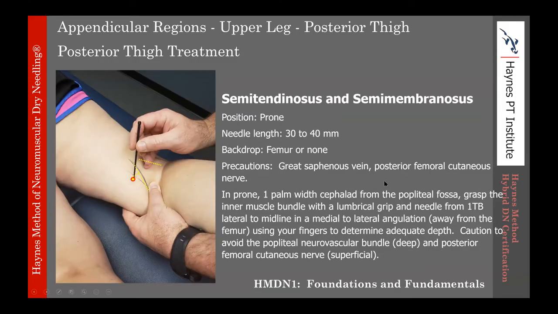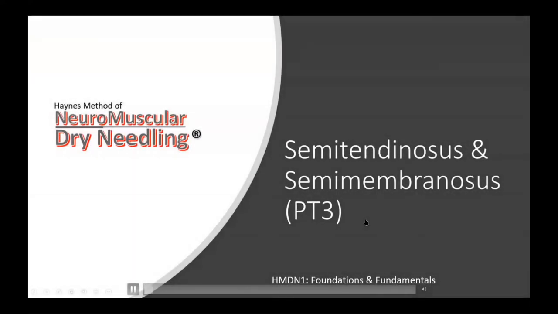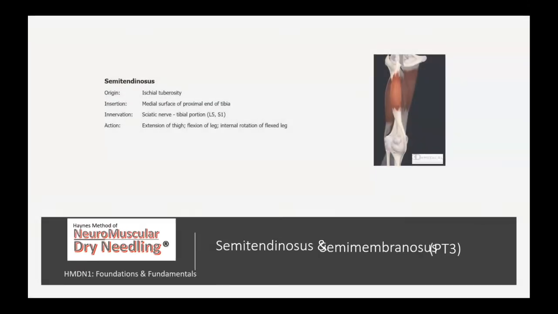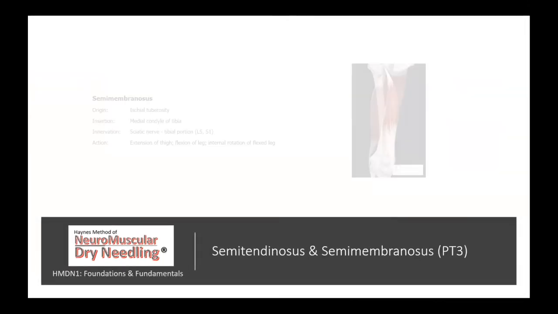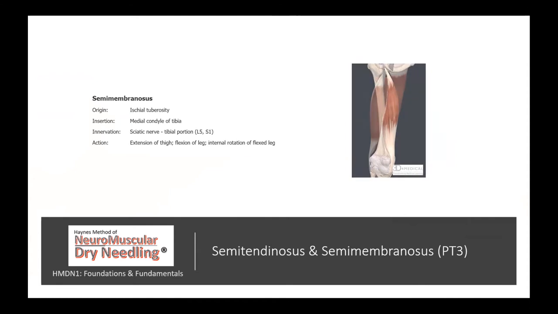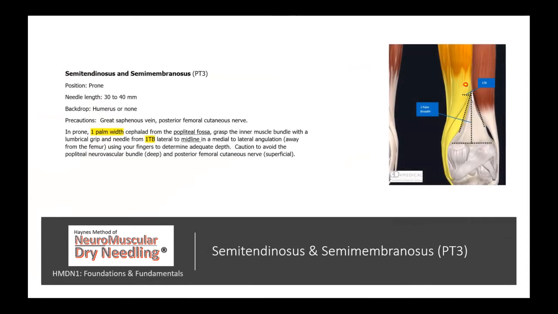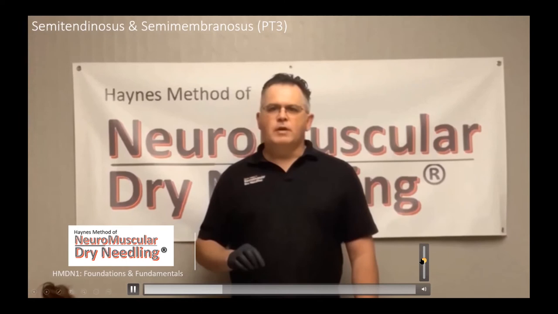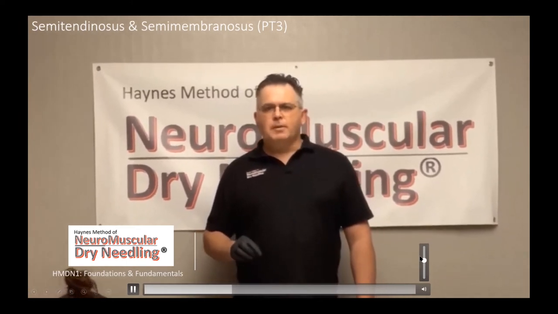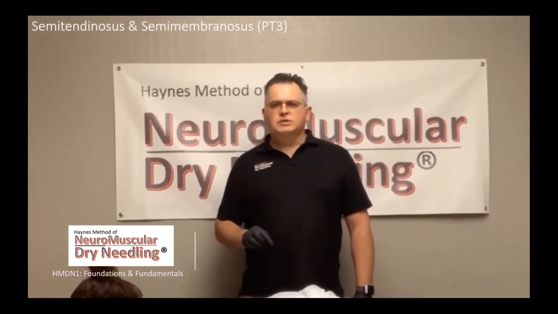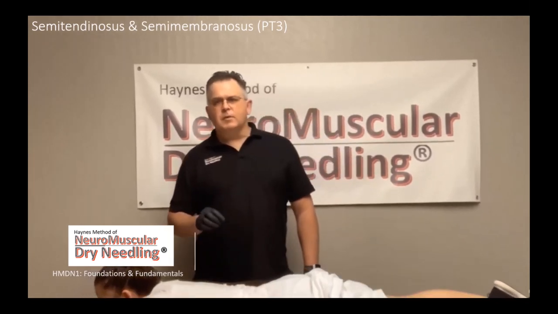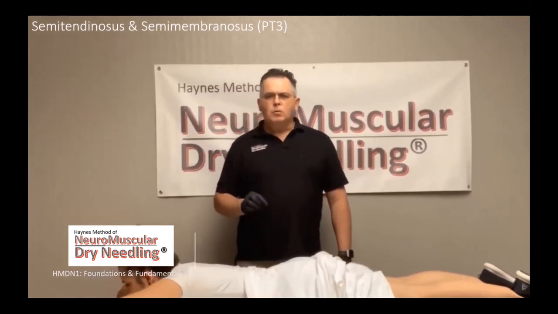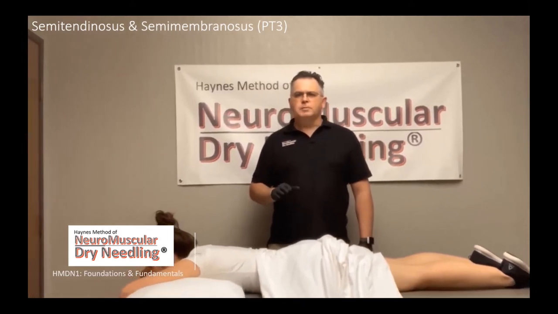All right, semitendinosus, semimembranosus. For the semitendinosus and semimembranosus, the patient will be in the prone position with a 30 to 40 millimeter needle. The backdrop here will be the femur or none. Precautions, the great saphenous vein, the posterior femoral cutaneous nerve. In prone, will be one palm width superior to the popliteal fossa.